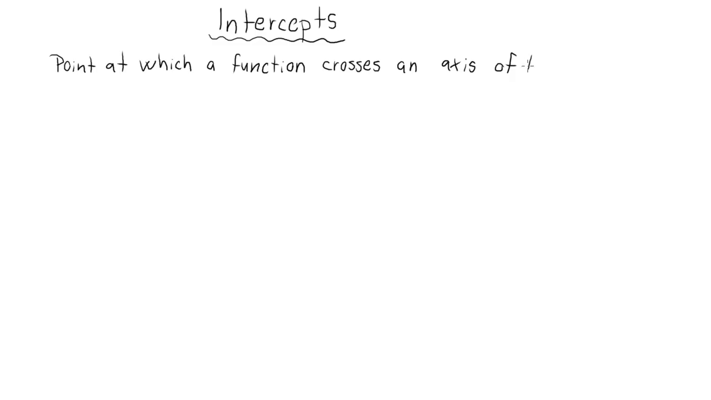Intercept is basically the point at which a function, or line for that matter, crosses an axis of the coordinate system. Point at which a function crosses an axis of the coordinate system.